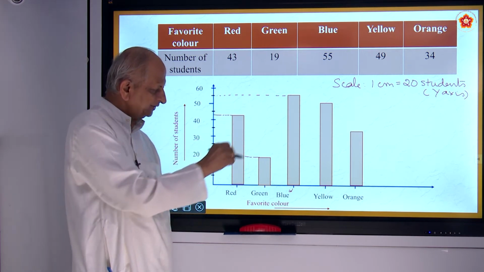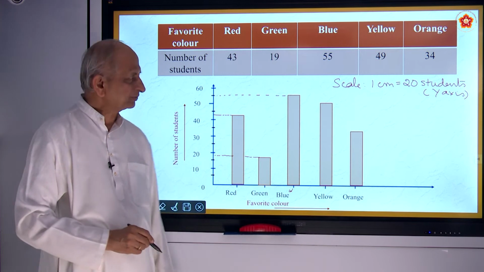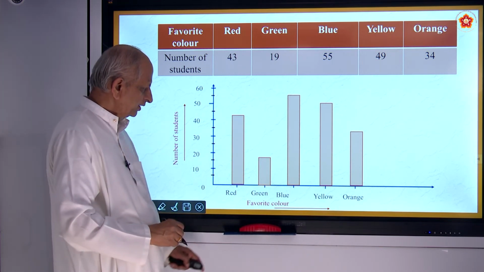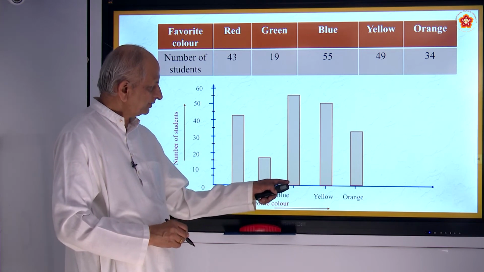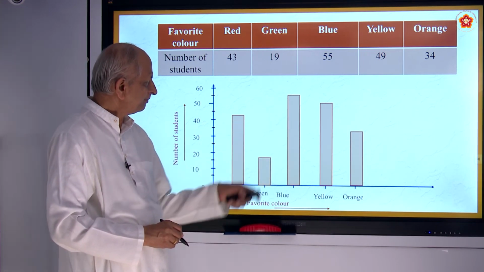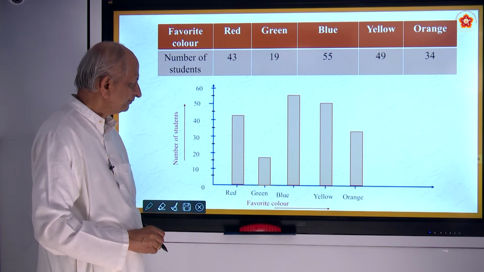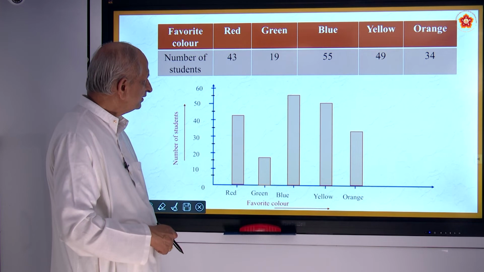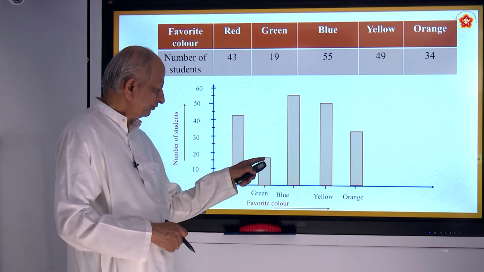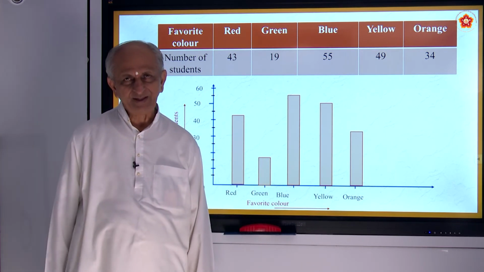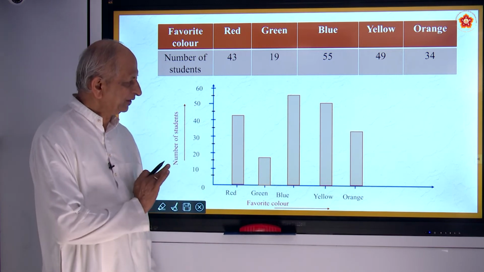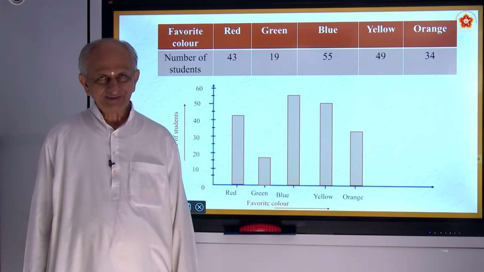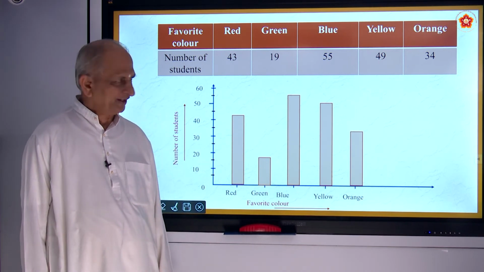So by knowing this, we can make out, is it not? So blue color is liked by maximum students, 55, and least is green color. So only 19 students preferred green color. So like that you can make out so many things in this figure. Is it nice? Drawn it? Very good.